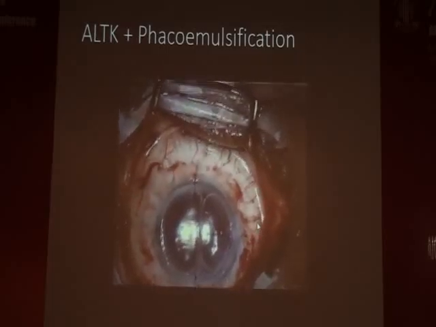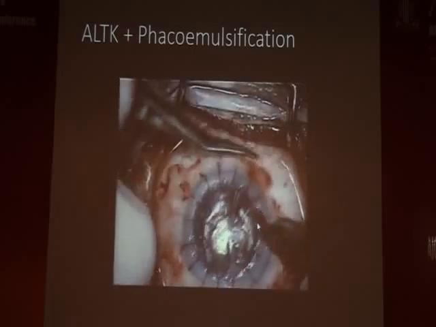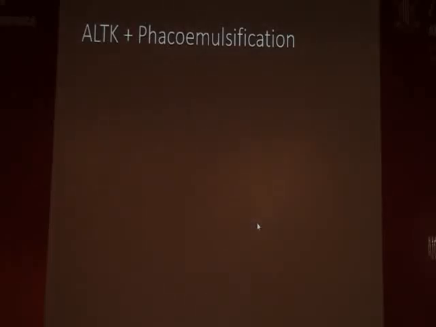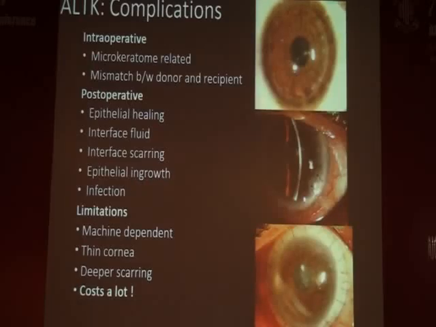This is followed by the anterior lamellar button, which had previously been fashioned, and 10-0 monofilament nylon sutures are then applied. There can be complications with ALTK, which could be intraoperative, such as a mismatch between the donor and the recipient, or post-operative, like epithelial healing problems, interface fluid, scarring, epithelial ingrowth, infection. And there are limitations because it is machine dependent. You cannot undertake it in very thin corneas because there may be perforation, and cannot do it in cases which have deep scars, and of course it costs a lot.